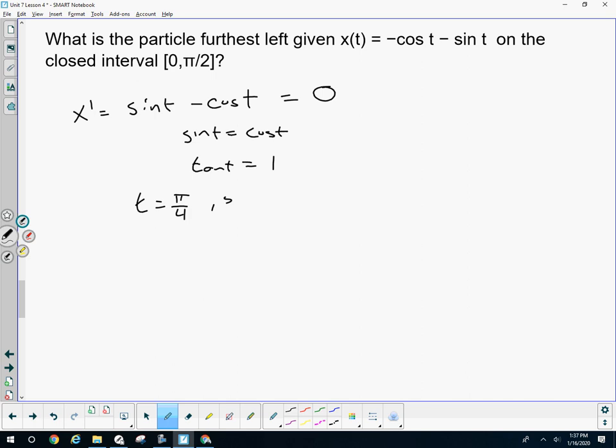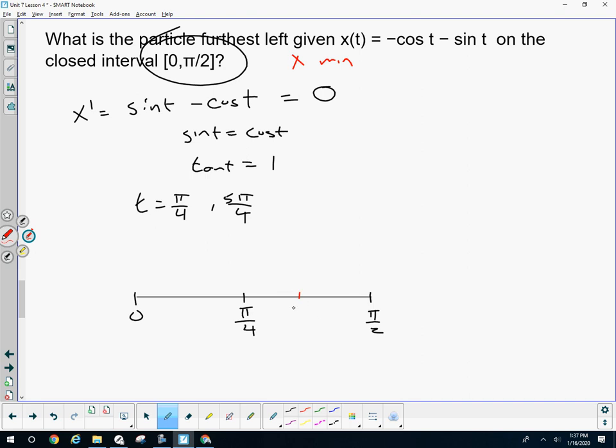Now, I don't have to worry about 5 pi over 4 for this situation, because I'm just looking at them from 0 to pi over 2. You will have a homework problem similar to this, but it's a tough one. You have to try it. Now, furthest left, position is a min. I'm hoping that I don't have to plug in values, but maybe I do. Let's see. Pi over 4 to pi over 2, plug in something like 2 pi over 3.